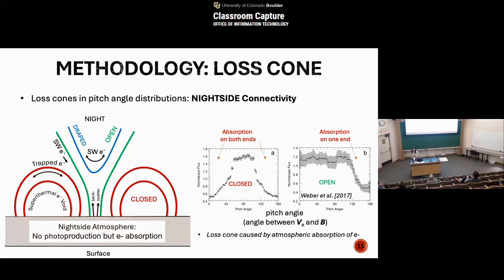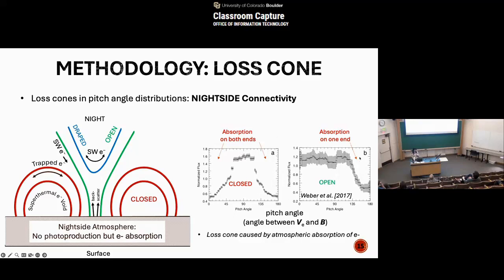But on the night side, there is no sunlight, so there is no photoproduction. We use a different technique to infer the magnetic connectivity. We look at what we call the pitch angle distribution, or the angular distribution of the electrons. The plot at the bottom shows the pitch angle, which is the angle between the electron velocity and the magnetic field. The y-axis is the normalized electron flux. This is the parallel direction, and this is the anti-parallel direction.